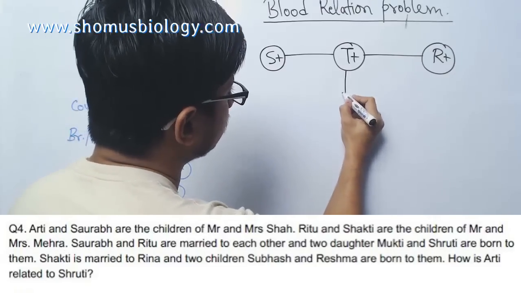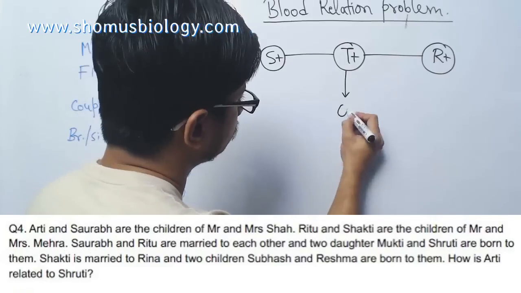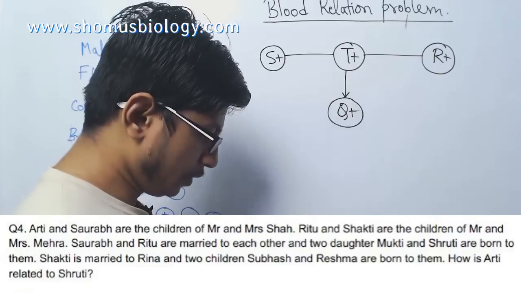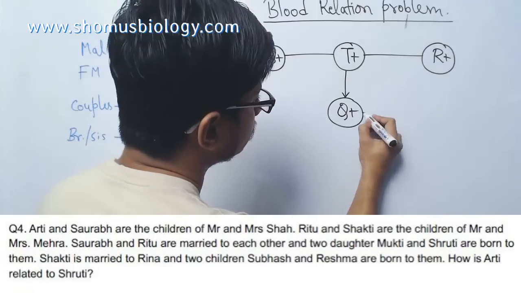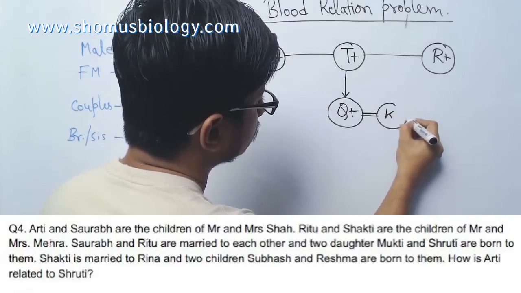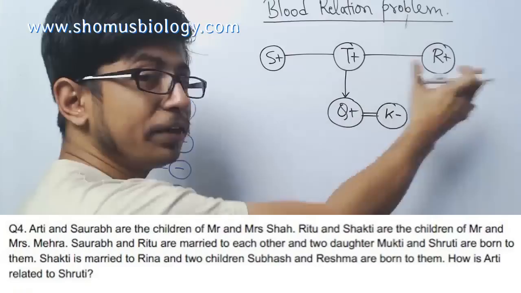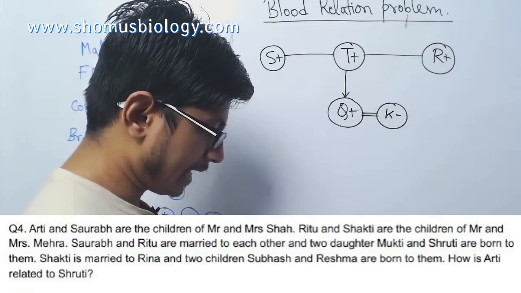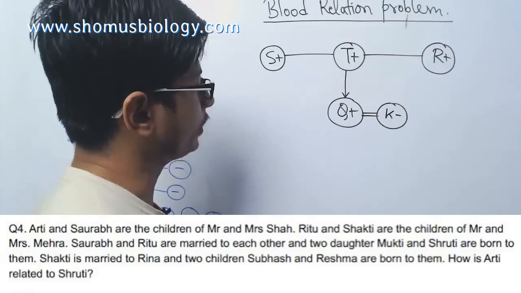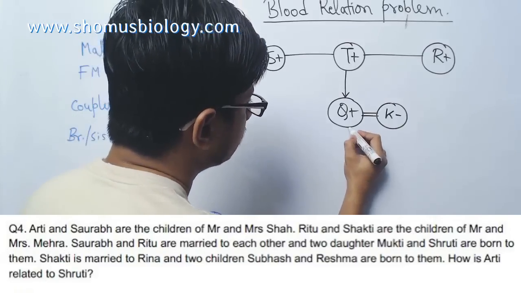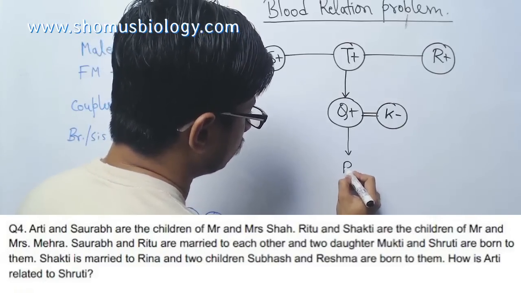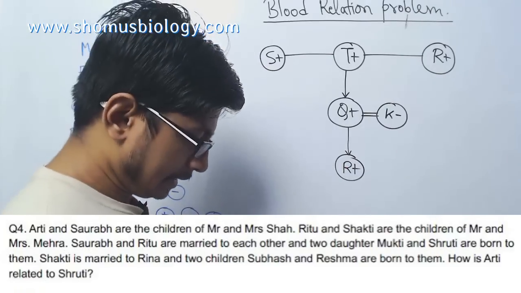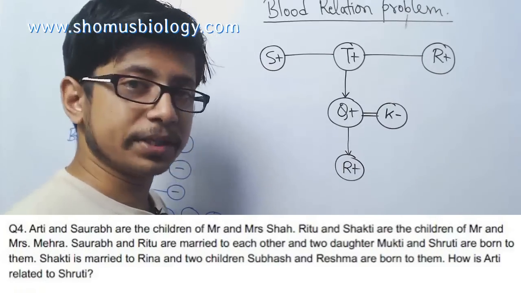So T's son Q, son means plus, male. Q married to K, from a different family. Remember, it's from a different family. Married to K and they have one child, Rahul, blessed with them. So they have the child Rahul, who is also a boy. So the second sentence is also represented.